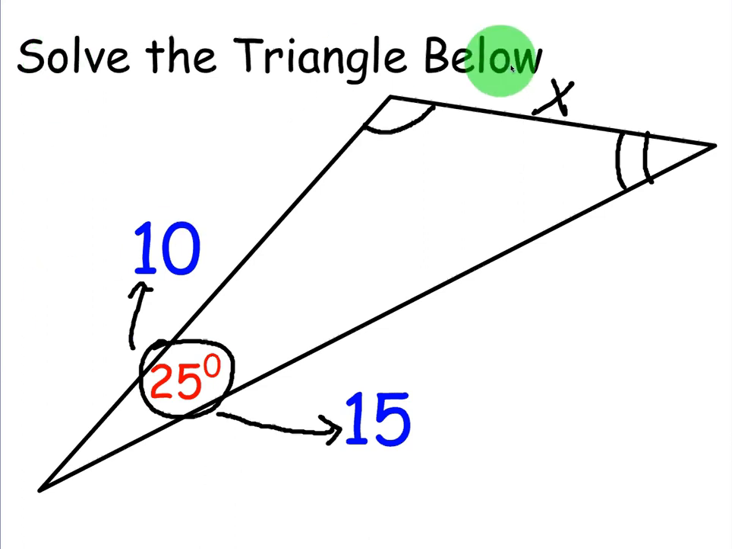So this example says solve the triangle labeled below. Here we have a 10. This is 10 right here. This angle is 25 degrees. The other side is 15.